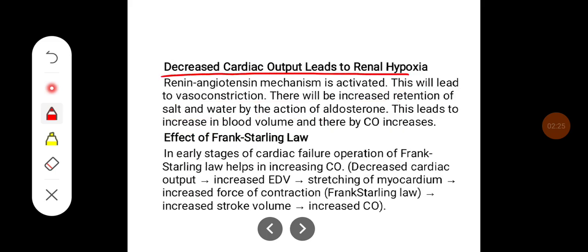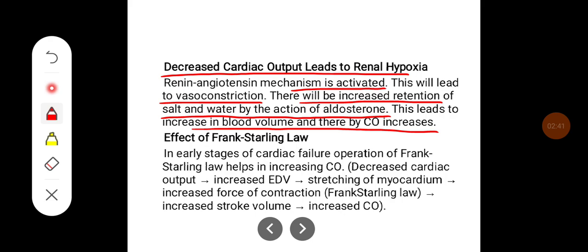Decreased cardiac output leads to renal hypoxia. Renin-angiotensin mechanism is activated and this will lead to vasoconstriction. There will be increased retention of salt and water by the action of aldosterone. This leads to increase in the blood volume and thereby cardiac output increases.